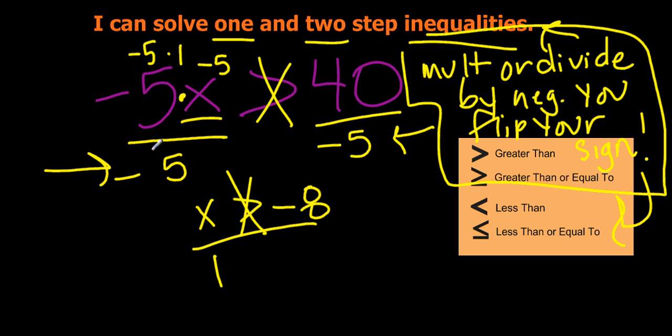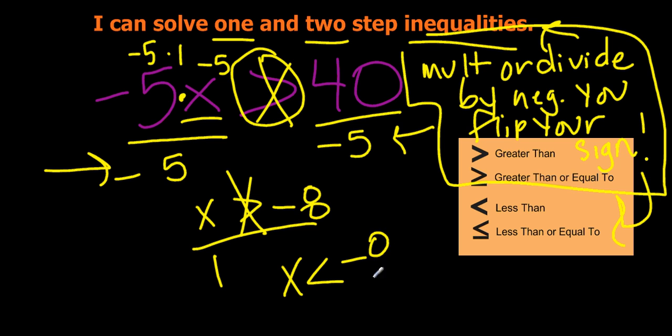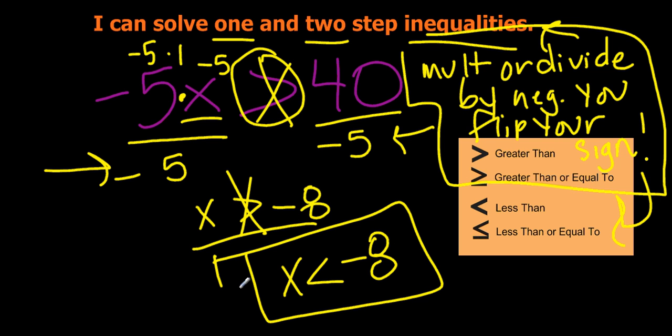So instead, when I did this divide by -5, instead of having a greater than sign, I should be flipping it to x is anything less than -8. And this is my solution to my inequality. I can fill any number smaller than -8 in, and it should work. Let's try it. What if I use -10? -10 is smaller than -8, just one of the many solutions that would work.